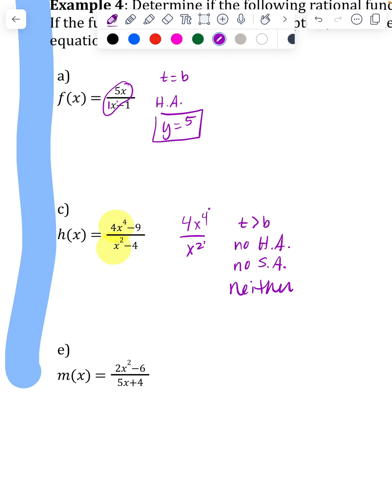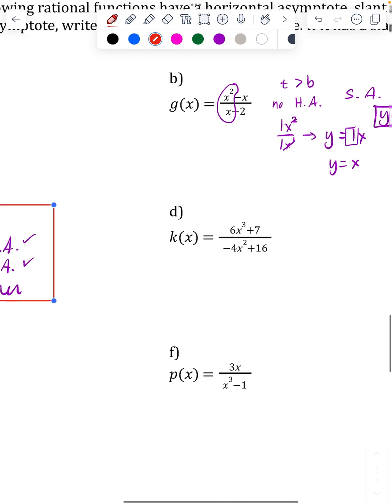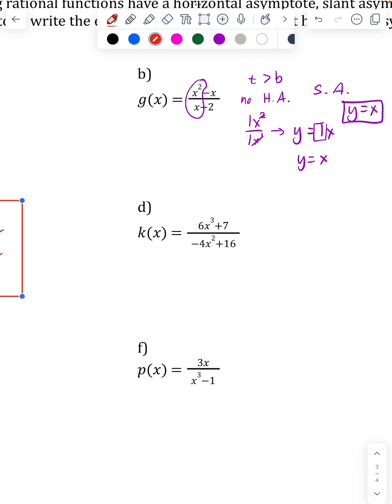What would the graph do? Basically, if I reduce this, I would end up with these two x's canceling two of these, and I would end up with the ends of my graph following 4x squared, but that is not a line. It's not a horizontal asymptote. It's not a slant asymptote. And so the proper answer here is that it has neither, and since it has neither, I'm certainly not giving an equation. All right, taking a look here.